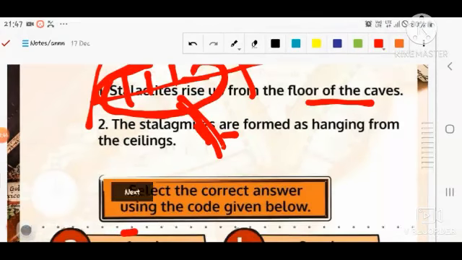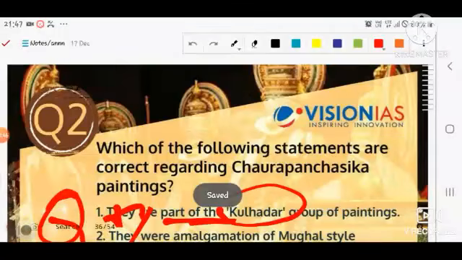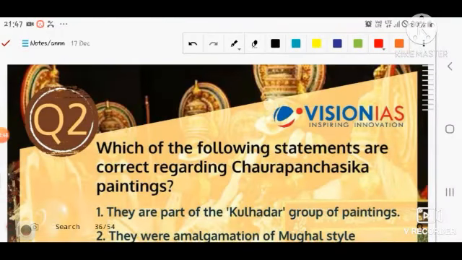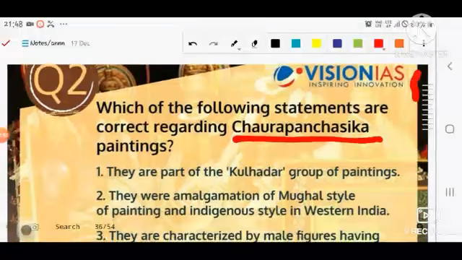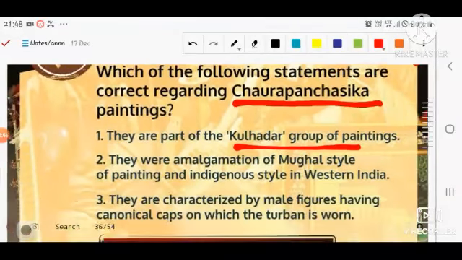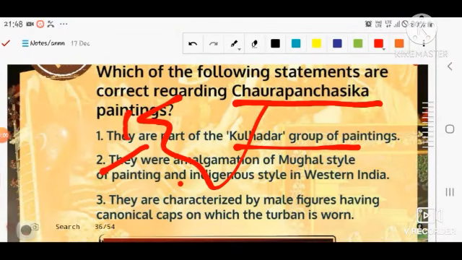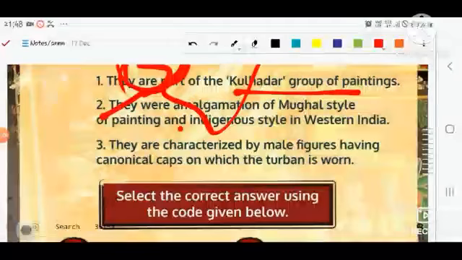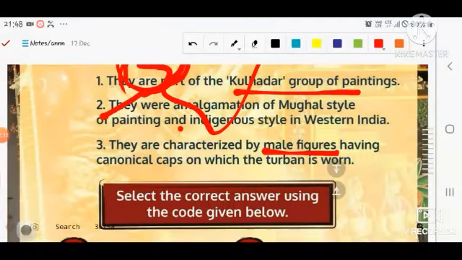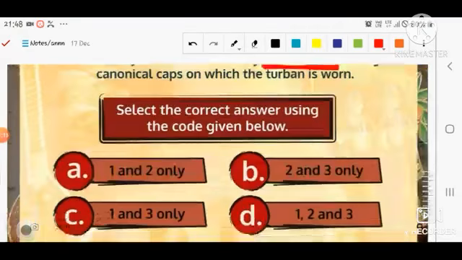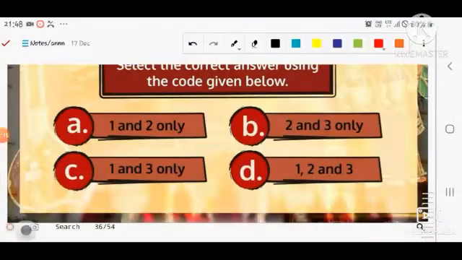The second question is from art and culture. It is about the Chor Panchika painting. In the first option, they are a part of the Kuladhar group of painting. Number second, they were an amalgamation of the Mughal style of painting and indigenous Western India painting, so it is a mixture of both: the Delhi Mughal Empire and the indigenous Western Indian type of painting. Number third, they are categorized by male figurines, which means male figurines are found here. So you have to choose the correct option.